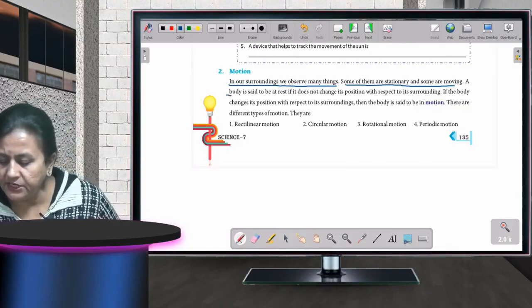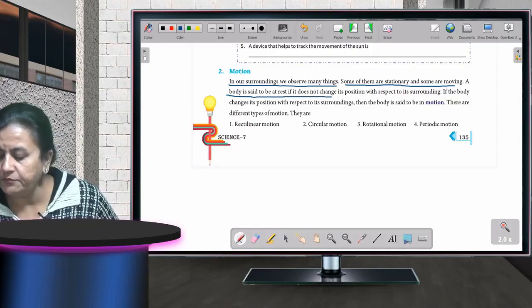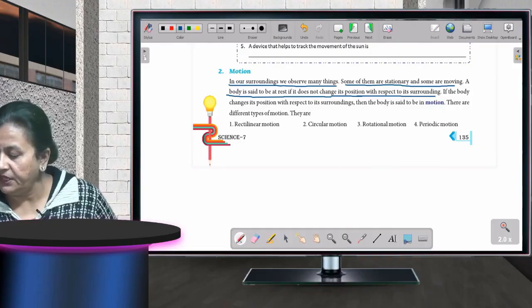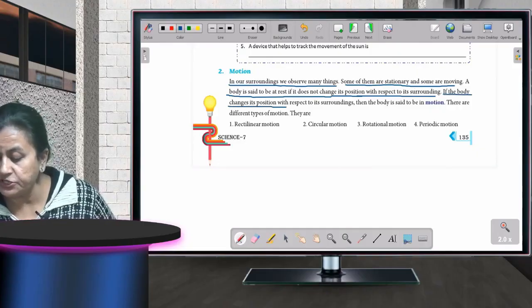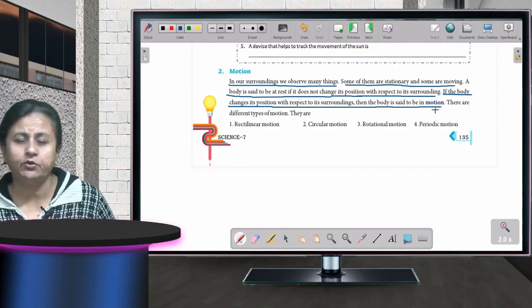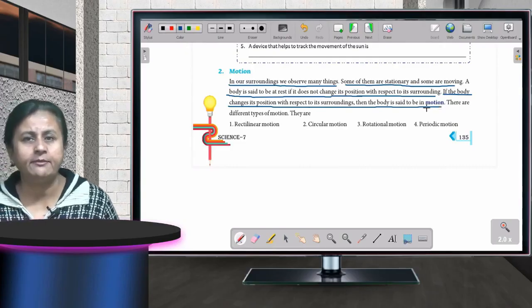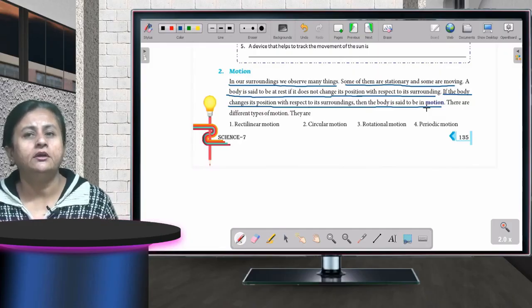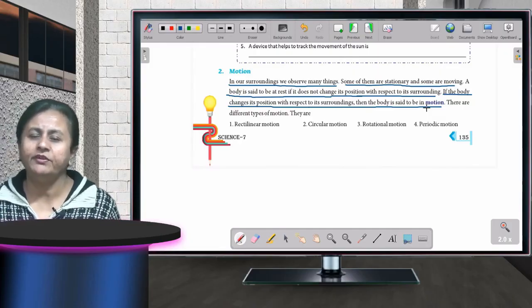So, a body is said to be at rest if it does not change its position with respect to its surroundings. If the body changes its position with respect to its surroundings, then the body is said to be in motion. Okay, like I am teaching you right now, I am standing still and teaching you, so I am not in motion because with my surroundings, whatever things are around me, I am not coming near or far, I am not moving far from them.